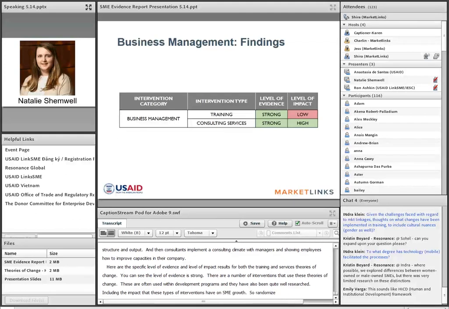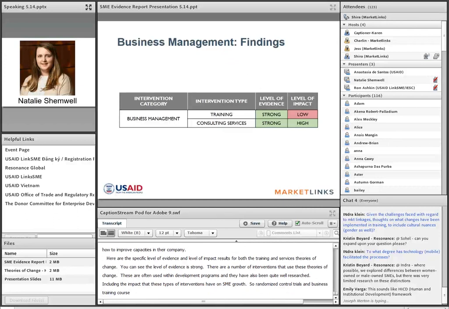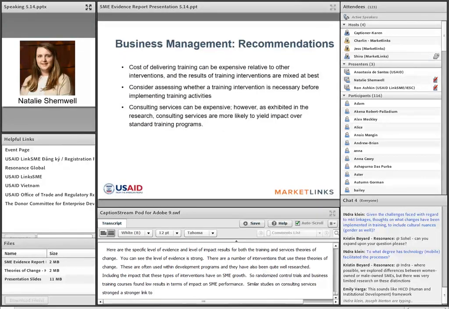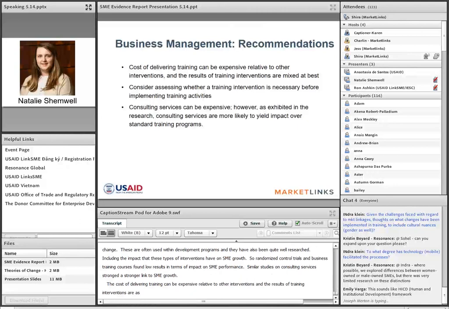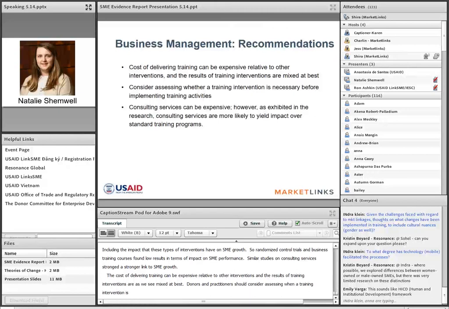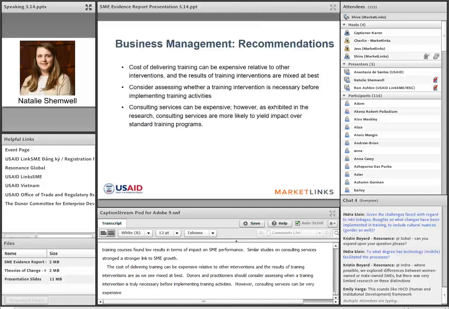Randomized control trials of business training courses found low results in terms of impact on SME performance, but similar studies on consulting services showed a much stronger link to SME growth. The cost of delivering training can be expensive relative to other interventions, and the results of training interventions are, as we've seen, mixed at best. So donors and practitioners should consider assessing whether a training intervention is actually truly necessary before implementing training activities. However, consulting services can also be very expensive, but as discussed, consulting services are much more likely to yield an impact on SME growth over standard training programs.